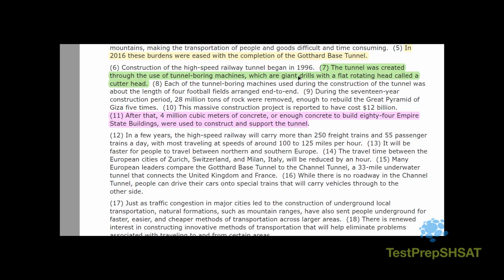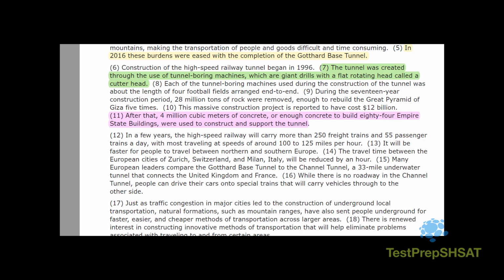Construction began in 96, the tunnel using tunnel boring machines, 4-foot beams long, 28 million tons of rock removed, enough to build the Great Pyramid of Giza 5 times. That's kind of like this sentence. This sentence is talking about a ridiculous amount of concrete and comparing it to the Empire State Building. The other sentence 9, is talking ridiculous amounts of rock and comparing it to the Great Pyramid, or saying how much equivalent of the Great Pyramid it would be. So I think that sentence 9 is what we're talking about.